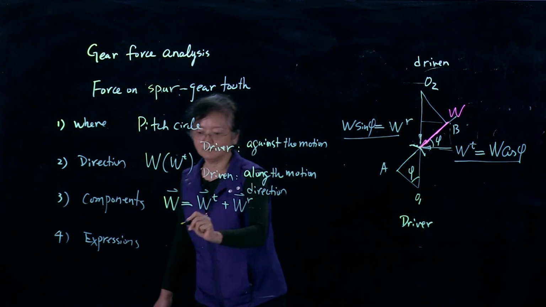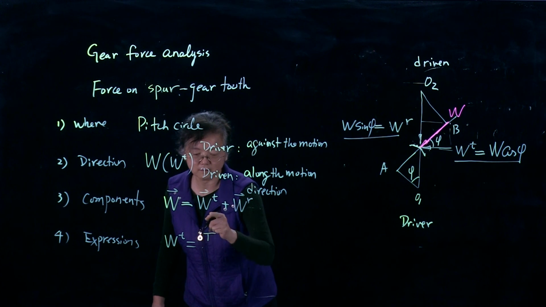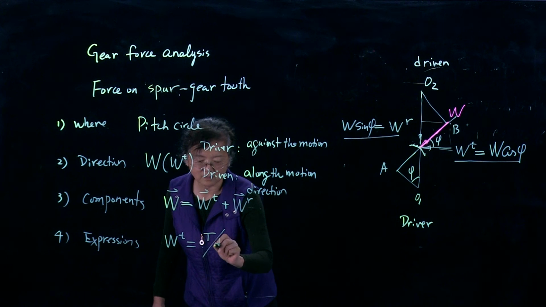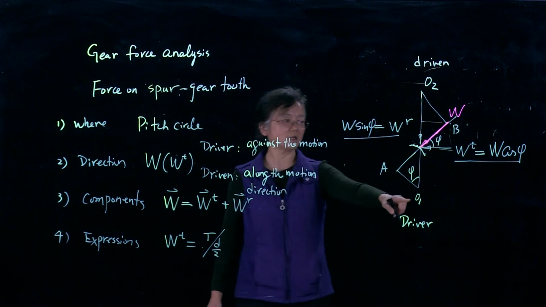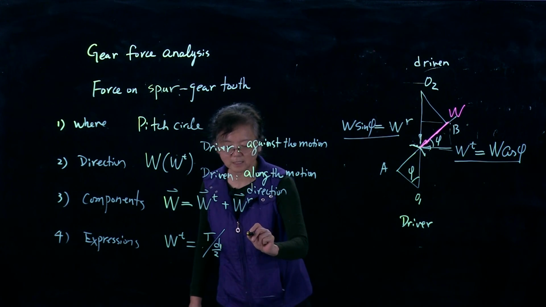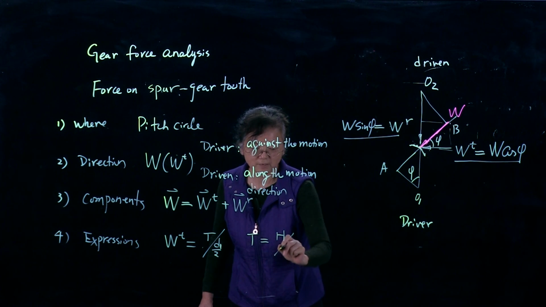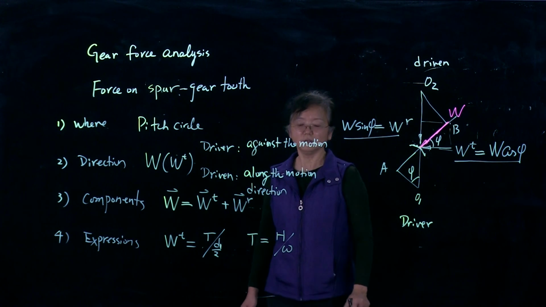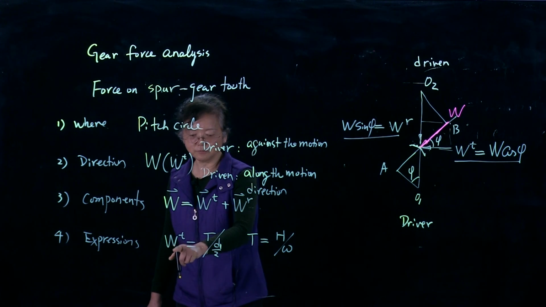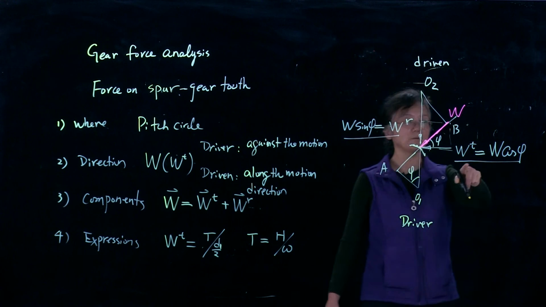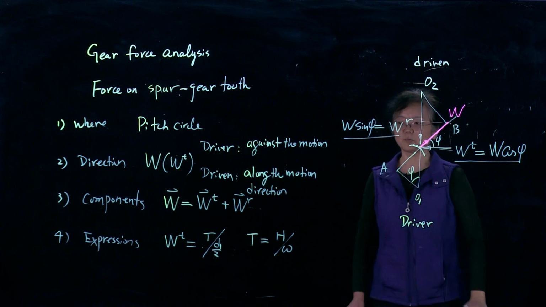However, W_T is also the torque divided by the pitch circle radius of that particular gear. Here I'm talking about gear 1, so I use gear 1. And T comes from what? From power: the power divided by the rotation speed. So knowing the power, we can find out T. Knowing T, we can figure out the tangential force. Knowing the tangential force, we can figure out W. And from W, we can figure out the radial force. So all these expressions are linked.